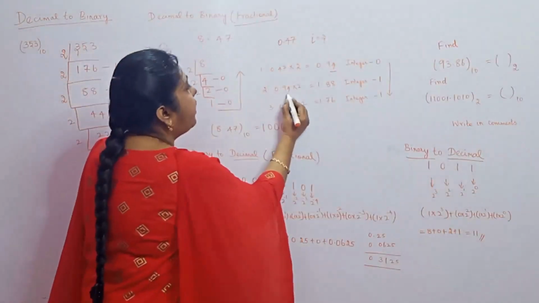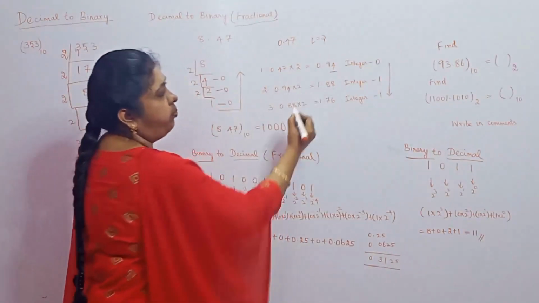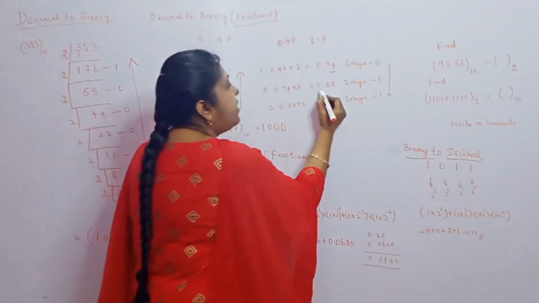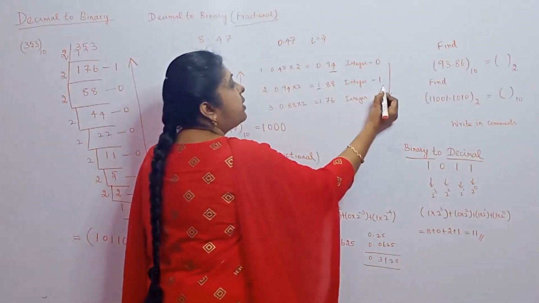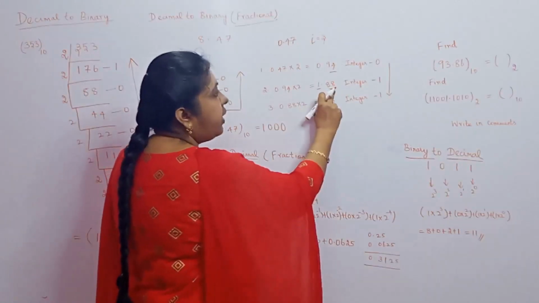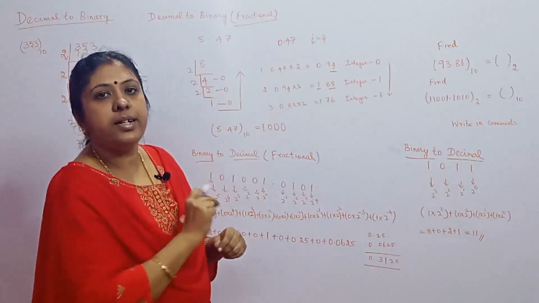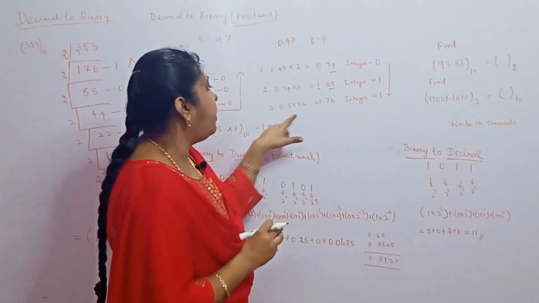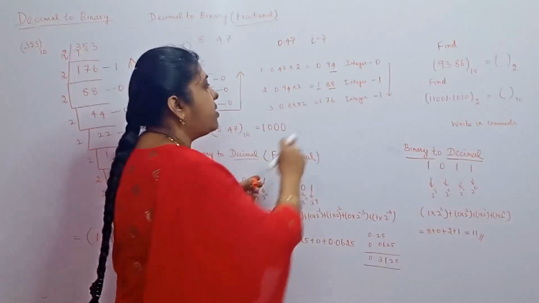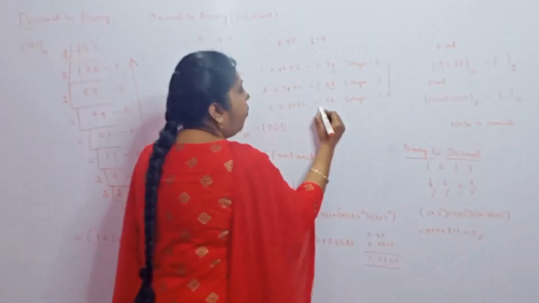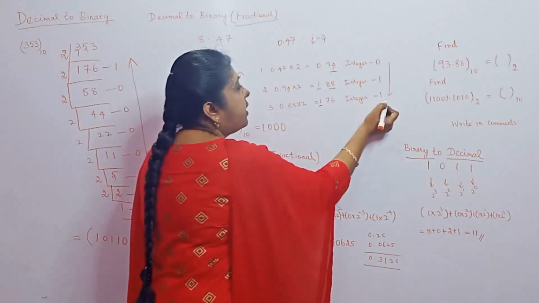That is 0.94 into 2, which gives 1.88. Here the integer part is 1, which is represented as 1, and this 0.88, again only the fractional part, has to be considered for the next iteration for multiplication. So 0.88 into 2, which gives 1.76. Again the integer part is 1. The integer part is considered.